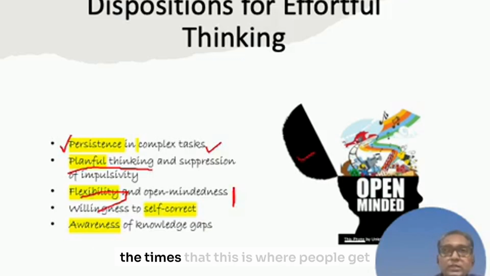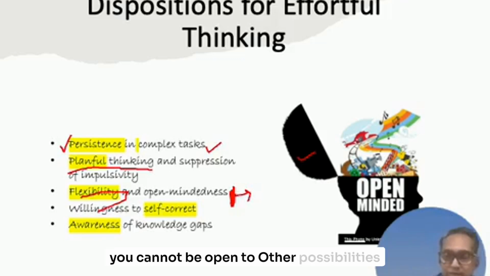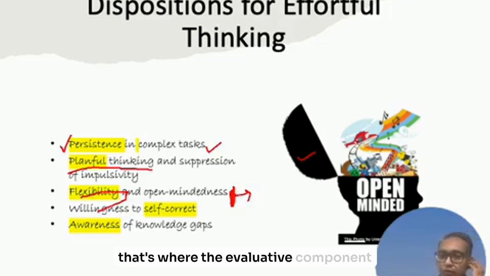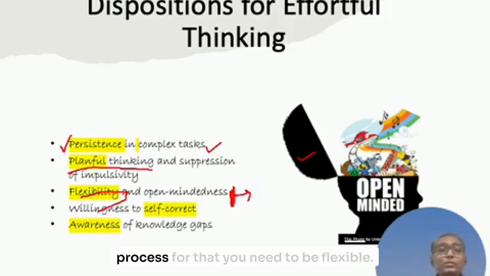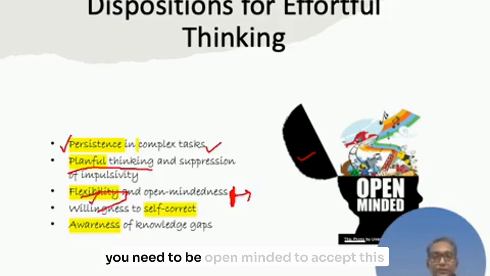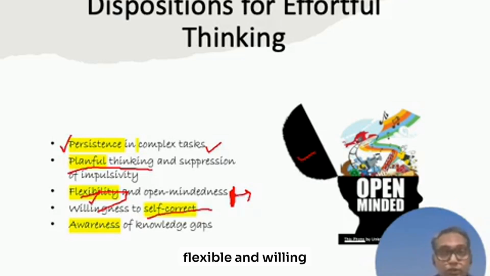Most of the time, this is where people get stuck. You cannot be a critical thinker if you cannot be open to other possibilities. That's where the evaluative component comes in: you have to evaluate your own thinking process. For that, you need to be flexible. You need to be open-minded to accept this could potentially be wrong. You have to be flexible and willing to learn.